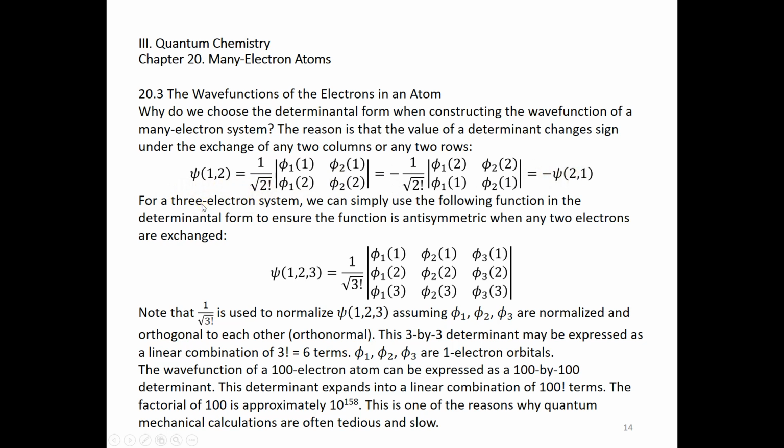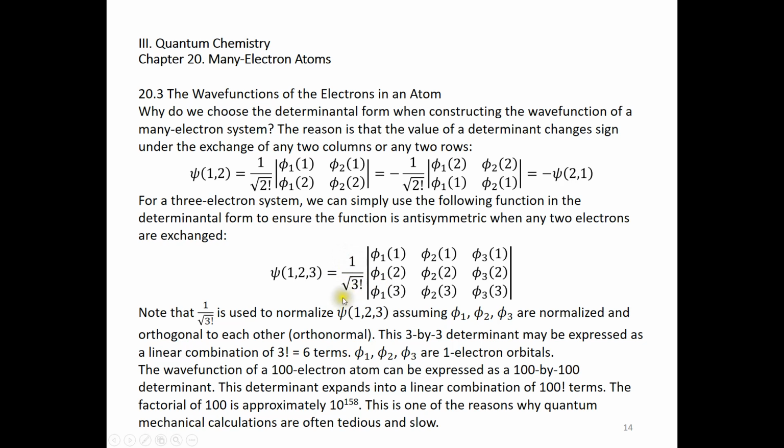When we have a 3 electron system, again we use a 3 by 3 determinant. Well, over here we have electron 1, electron 2, electron 3 in the 3 rows, and phi 1, phi 2, and phi 3 in the 3 columns. Make sure phi 1, phi 2, and phi 3 are different from each other. Phi 1, phi 2, phi 3 should all be normalized. And also phi 1, phi 2, phi 3 are orthogonal to each other. And then we have a legitimate wave function for a 3 electron system.